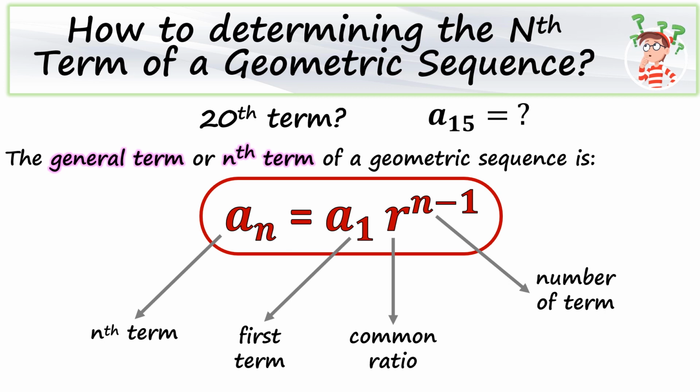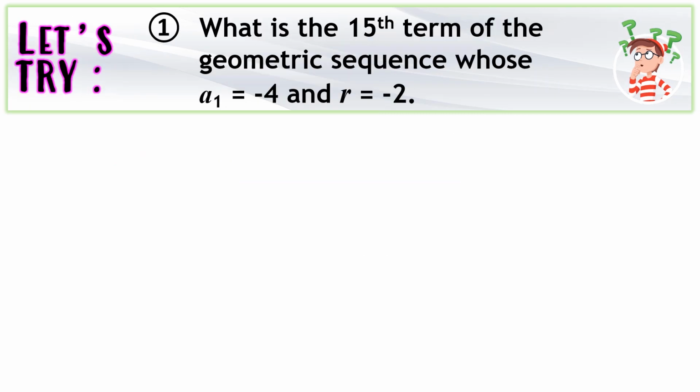So, let us try some exercises. What is the 15th term of the geometric sequence whose a sub 1 is negative 4 and the common ratio is negative 2? So, using the formula, we have a sub n is equal to a sub 1 times the common ratio raised to n minus 1.